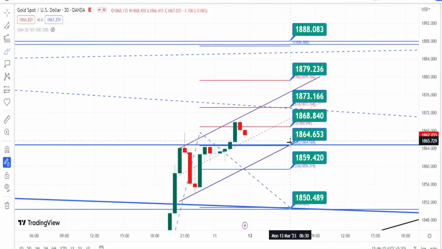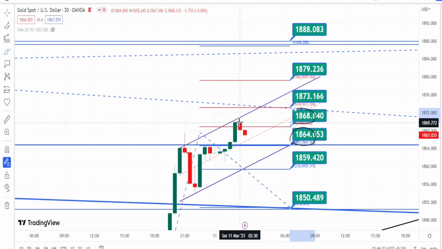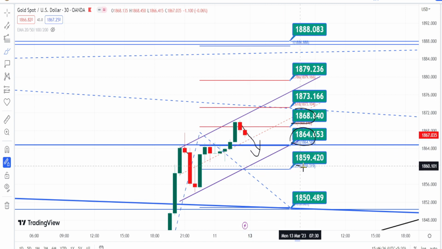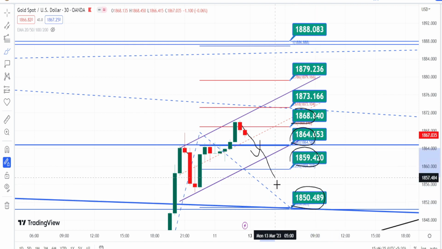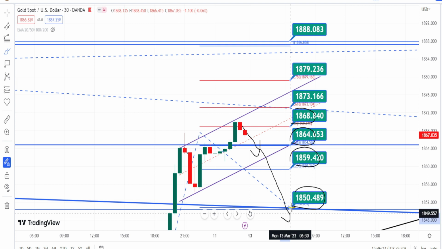So currently the price action is trading between the support level of 1864 and resistance level of 1868. Once the price action breaks the support level of 1864, next level of support is going to be around 1859 and 1850. And please refer the higher time frame support levels on the bearish side. And on the bullish side, if the price action breaks the resistance level of 1868, next level of resistance is going to be around 1873, 1879 and 1888 or 90.